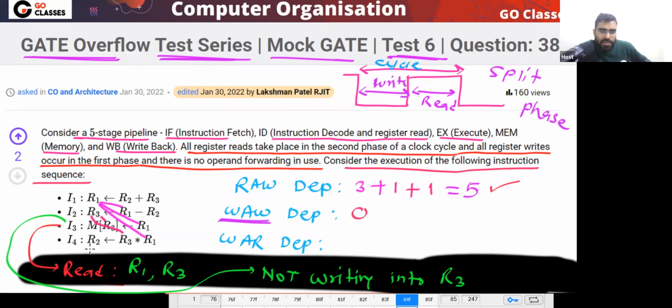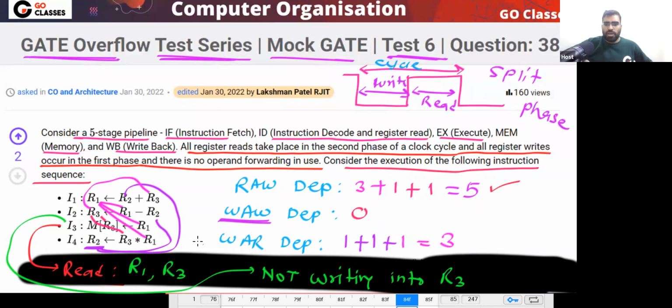How many WAR dependencies? Just go in the reverse direction. R2, R2, R2. Yes, this is your WAR dependency on R2. Then this is your WAR dependency on R2. Plus what else? R3. There is another. So the answer will be 3. How many WAR? 3. How many RAW dependencies? 5. How many WAW dependencies? 0. Understood? This is the question related to dependency.